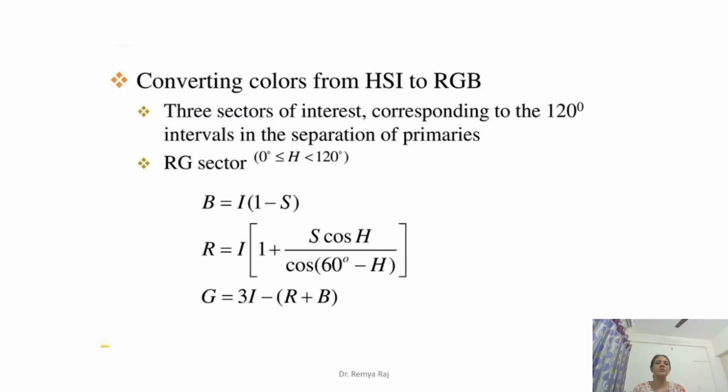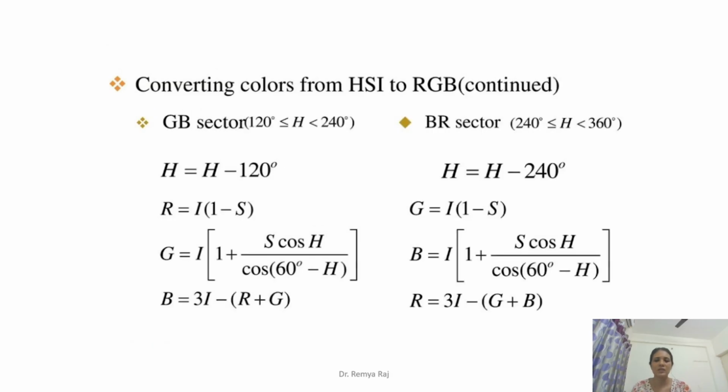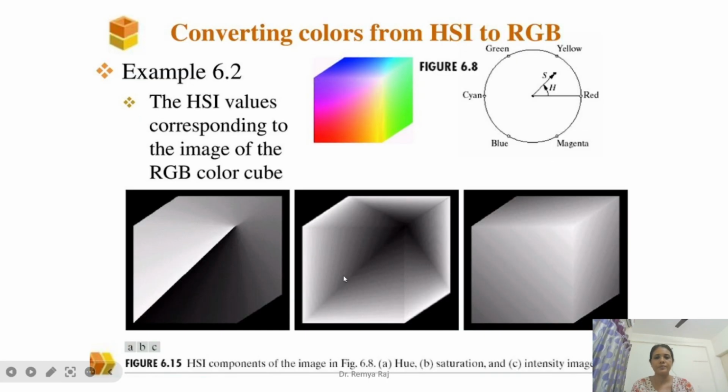So for the conversion of HSI to RGB, we need to consider the RG sector, the GB sector, and the BR sector. For the GB sector we have these equations for H, R, G, and B, and for the BR sector we have this set of equations to find H, G, B, and R.